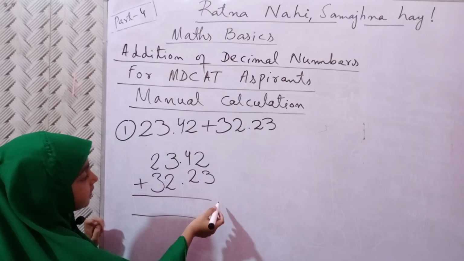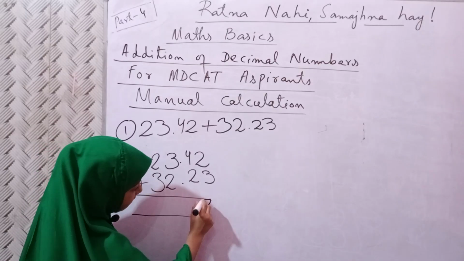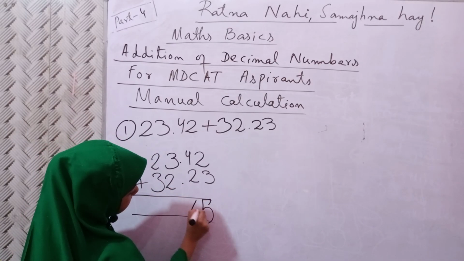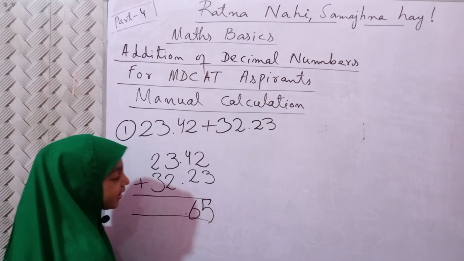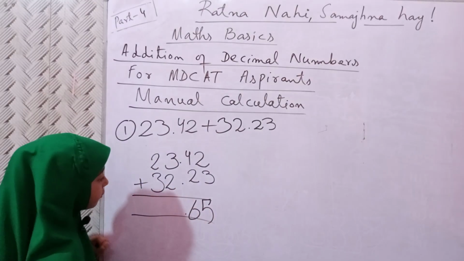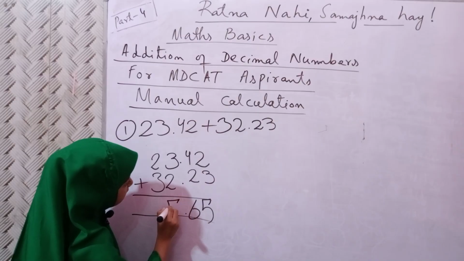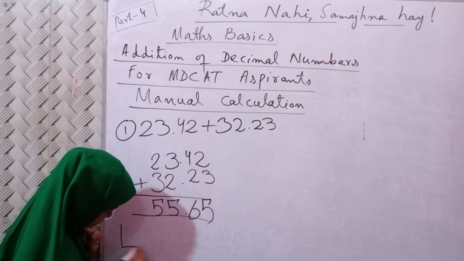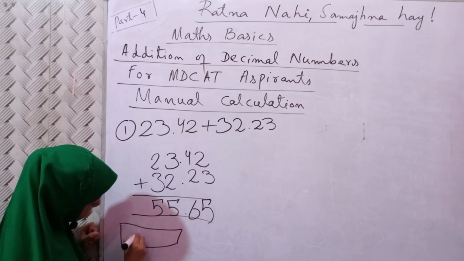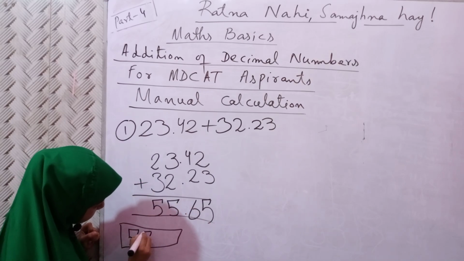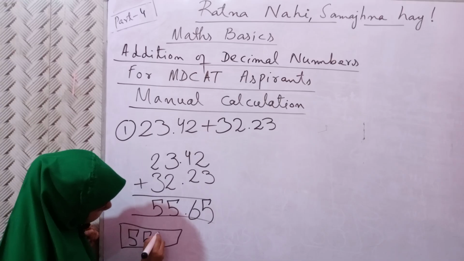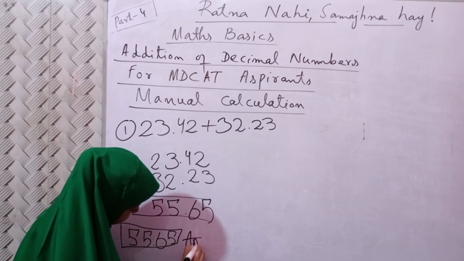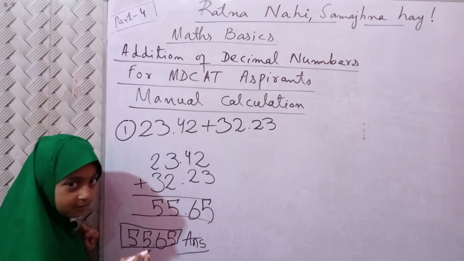Now 3 plus 2 is equal to 5. 4 plus 2 is equal to 6. Now point again, point below point, number below number. Now 3 plus 2 is equal to 5 and 2 plus 3 is equal to 5. Means answer is 55.65. 55.65 is our answer. Okay.